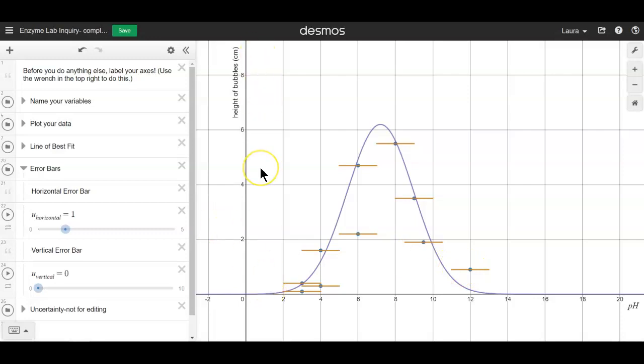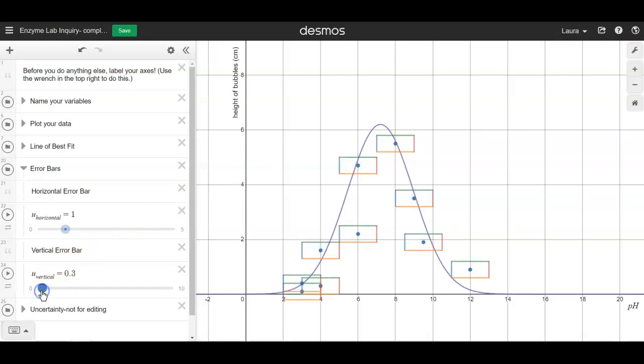Same thing for height of bubbles. In an ideal situation, we will take half of the smallest increment on that measuring tool. We could see millimeters on that ruler, so I would say half of a millimeter. However, the bubble line was not flat, and I was reading it off a video. It was hard to measure. So I'm going to say it's a little bit more, about 0.3. I measured very carefully, and I think about 0.3 might be as much as I was off by.